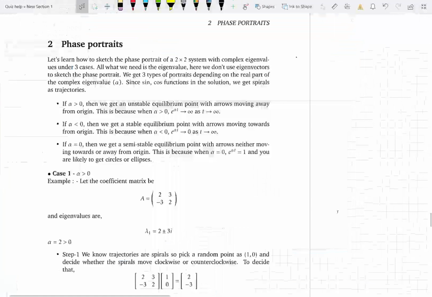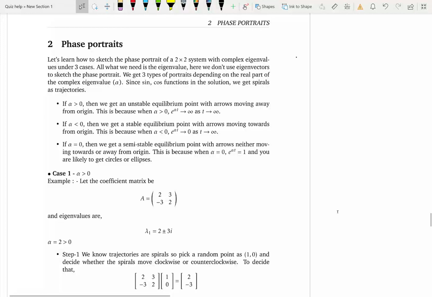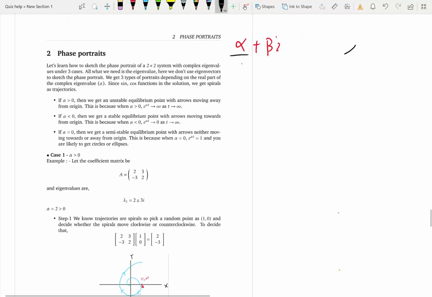Alright, so now it is time to discuss how to sketch phase portraits when you have complex eigenvalues for a 2 by 2 system. Complex eigenvalue means your eigenvalue will be like alpha plus beta i, right? Now let's discuss where we use alpha when we want to write the general solution of this complex system. Well, we use alpha to write our exponential term in our general solution. We always write e to the alpha t.